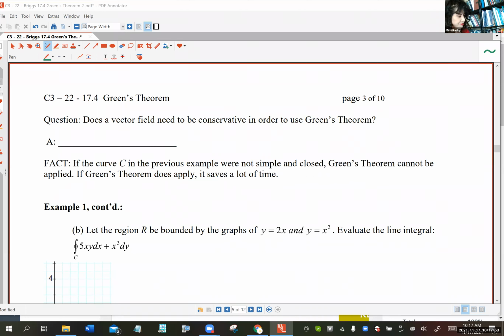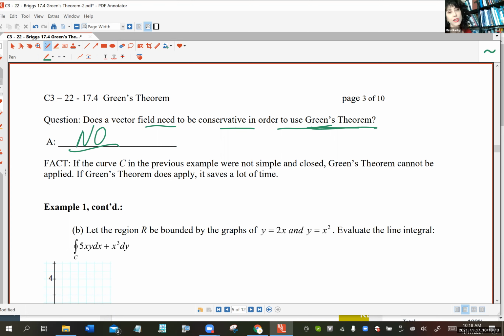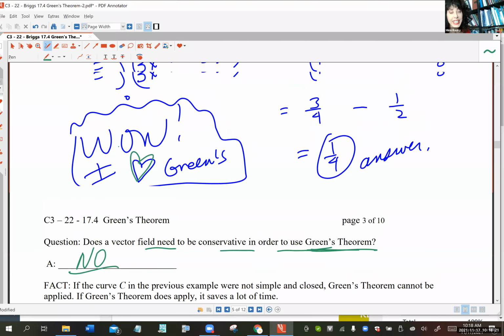Here's a question. Does a vector field need to be conservative in order for us to use Green's theorem? Yes or no? The answer is no. If you are going to use the fundamental theorem of line integrals, that's a different story. Then you have to have a conservative vector field. But Green's, no way.